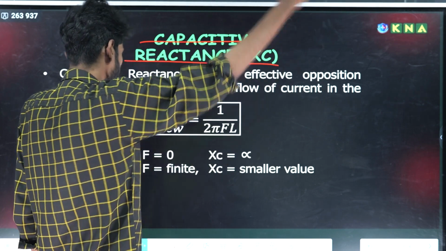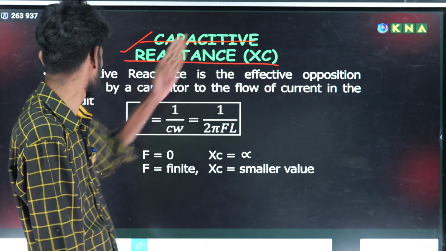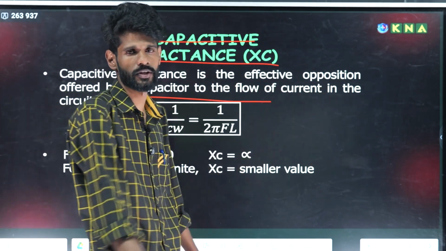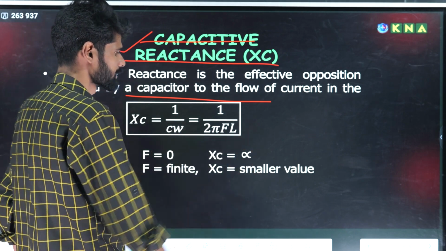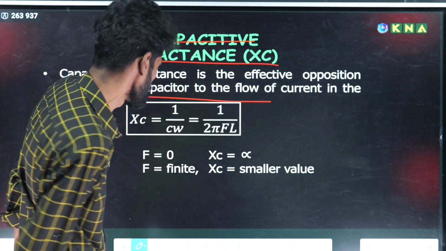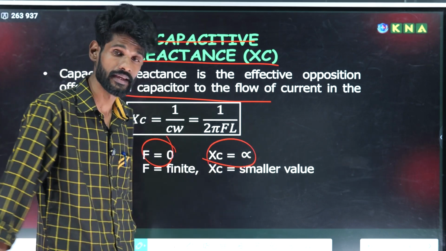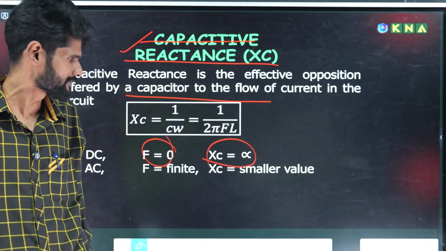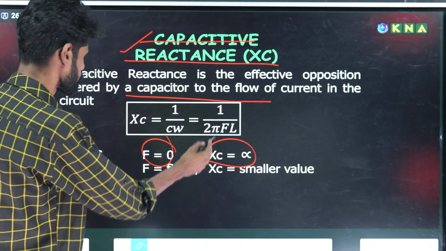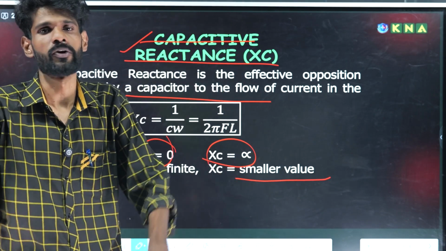Capacitive reactance is the effective opposition offered by a capacitor to the flow of alternating current. Capacitive reactance equals 1 by C omega, that is equal to 1 by 2 pi f C. For DC, frequency equals 0, so capacitive reactance is infinity. That means a capacitor offers infinite opposition to the flow of DC. And for AC, f is finite, so X is a smaller value. So AC current easily flows through a capacitor.